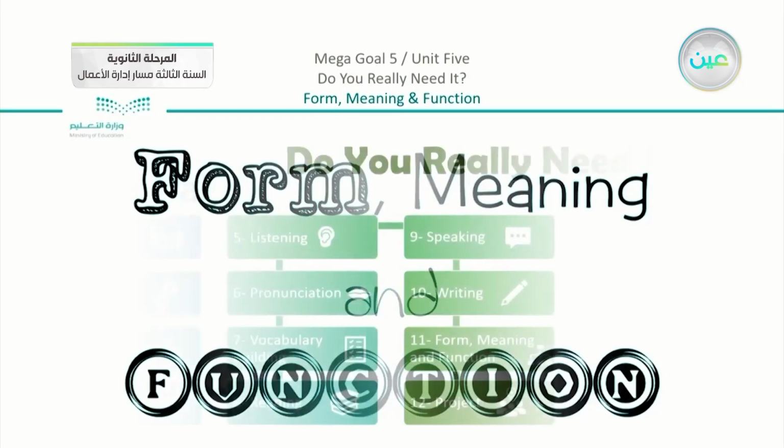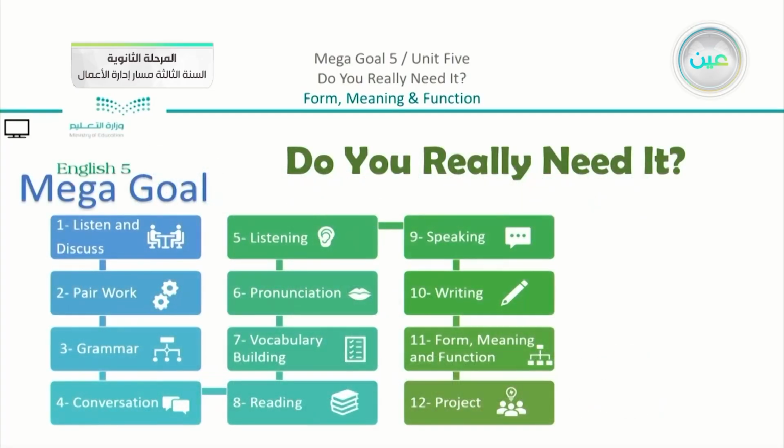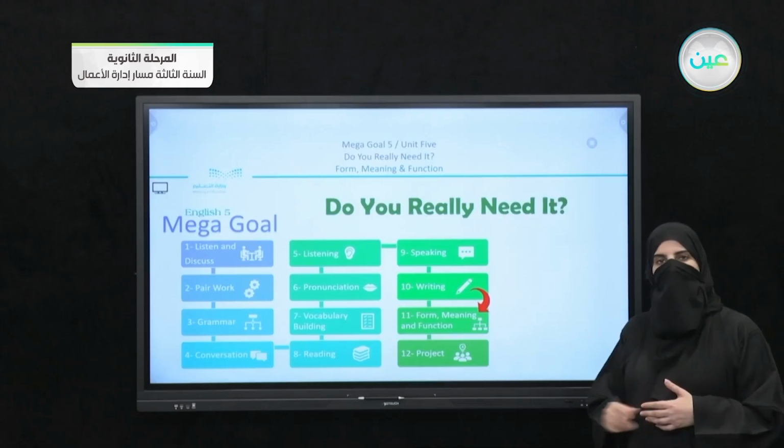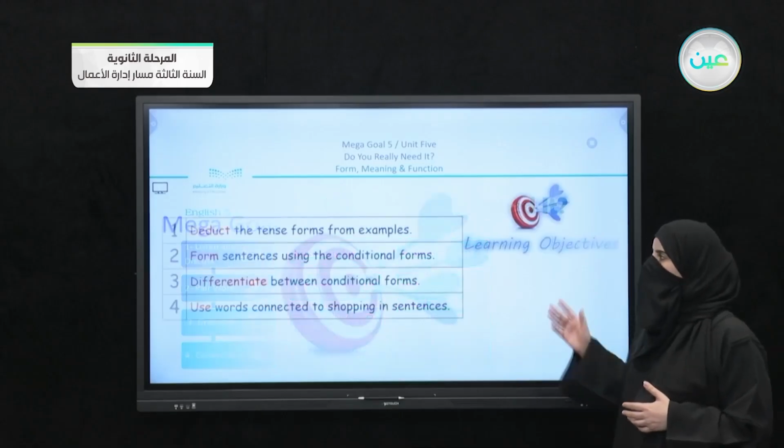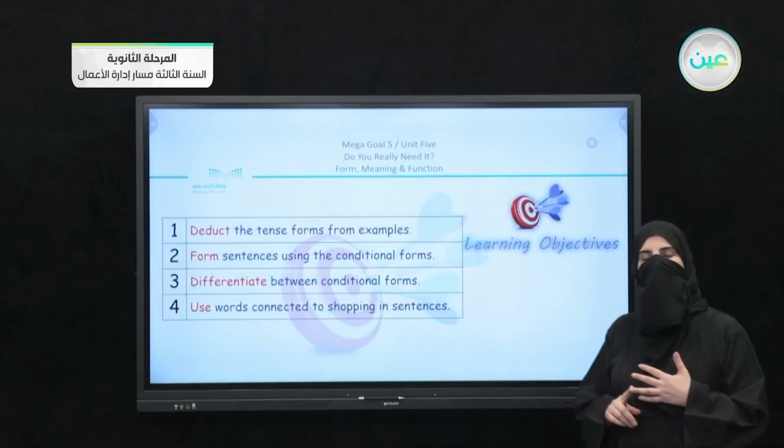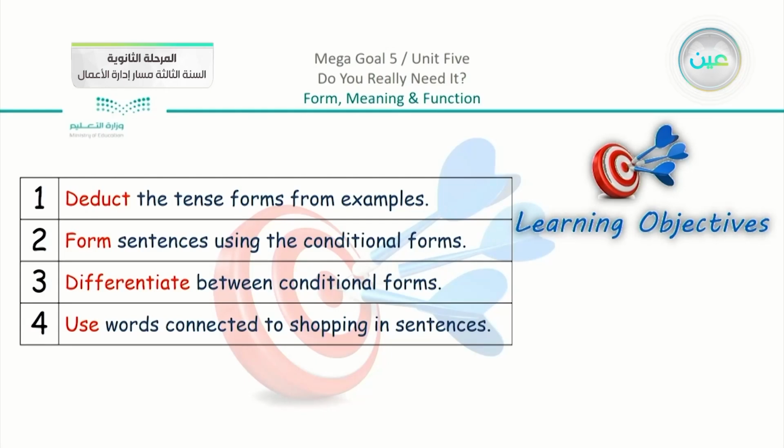Now, we have reached about the end of our unit. We are exactly here, the form, meaning, and function lesson. So we are going to start with our objectives, which is, first, to deduce the tense forms from examples. Number 2, to form sentences using the conditional forms. Number 3, to differentiate between conditional forms. And number 4, to use words connected to shopping in sentences.